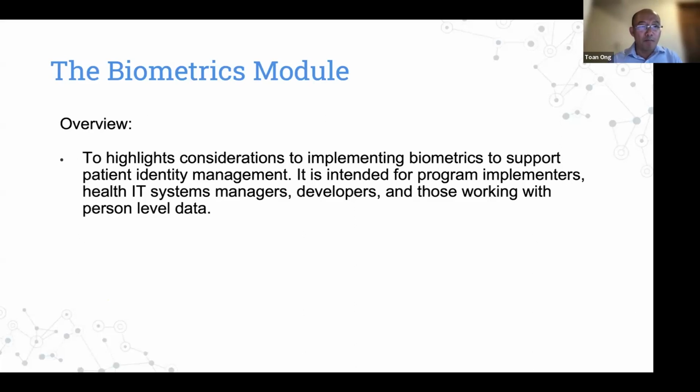The second module in the toolkit is the biometrics module. The goal of this module is to highlight considerations for implementing biometrics to support patient identity management. And again, this is intended for program implementers, the IT managers and developers.